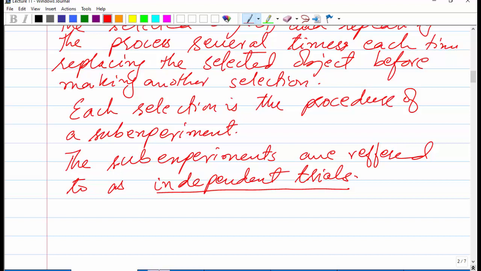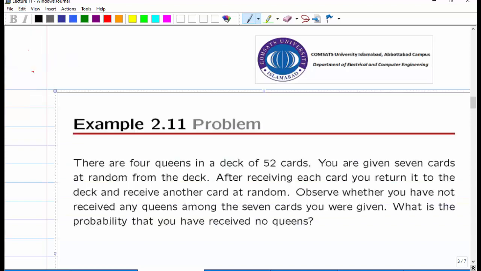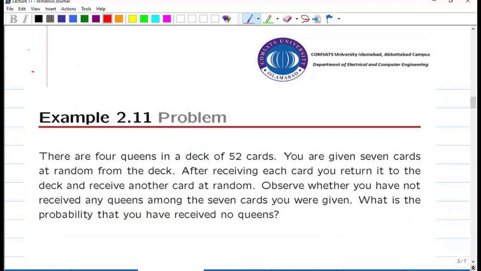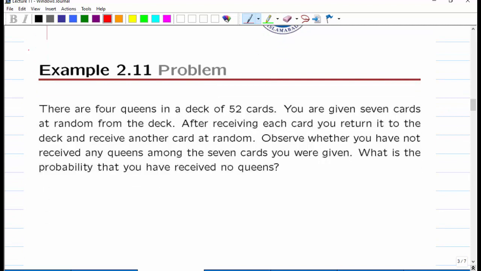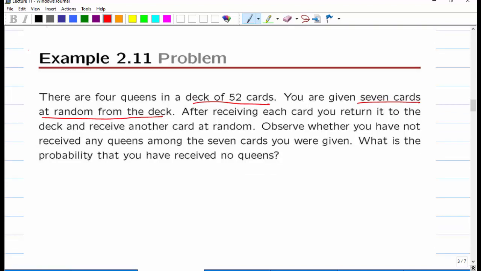So to understand this, let's look at the problem. I will paste it from the book. So in this example it says that there is a deck of 52 cards that we have seen previously in the last lecture. You are given 7 cards at random from the deck. After receiving each card, you return it to the deck and receive another card at random. Observe whether you have received any queens among the 7 cards you were given. What is the probability that you have received no queens?